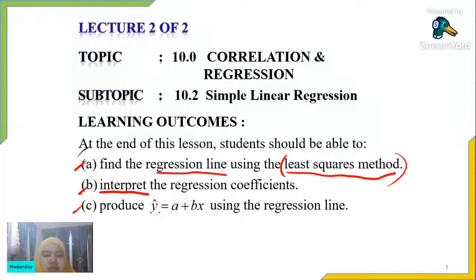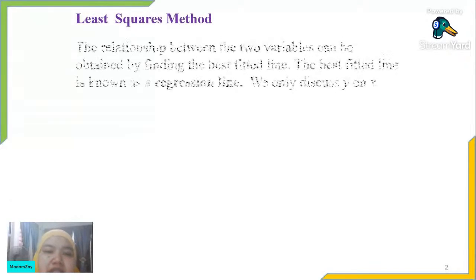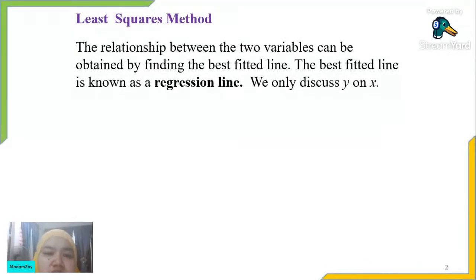We want to find the equation representing the regression line. What is the least squares method? The relationship between two variables can be obtained by finding the best fitted line. We have the raw data, the scattered diagram. So how to represent the scattered diagram? The best is to find the fitted line, which is known as the regression line. We only discuss y on x, only one independent variable.